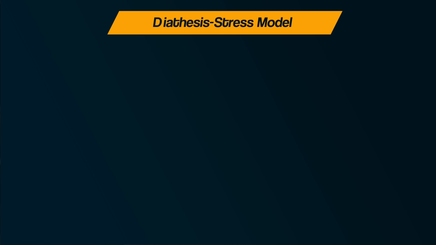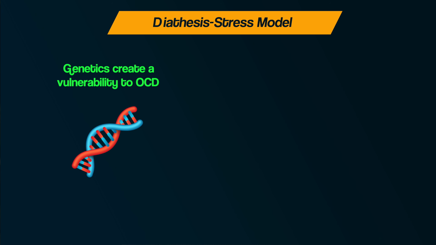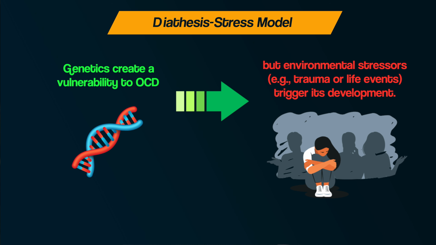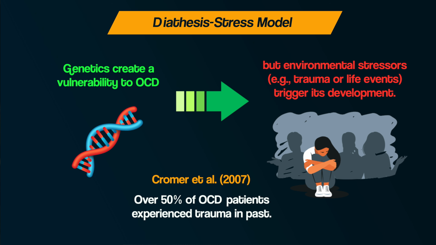However, one way of criticising the biological explanations of OCD is that it's not just biology, but also the environment. And this brings us to the diathesis stress model. The diathesis stress model suggests that genetics create a vulnerability to OCD, but environmental stresses such as trauma or life events trigger its development. This was supported by Cromer et al. in 2007, who found that over 50% of their OCD patients had a trauma in their past, highlighting that biological factors alone cannot fully explain OCD.